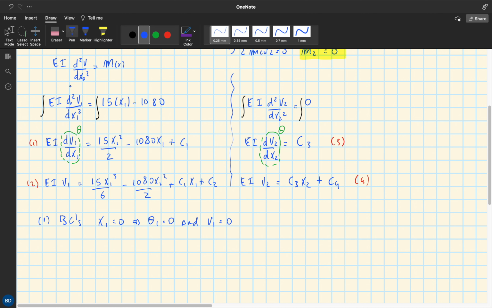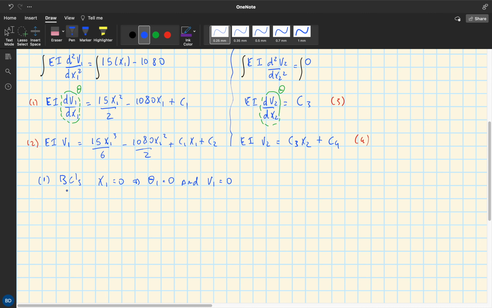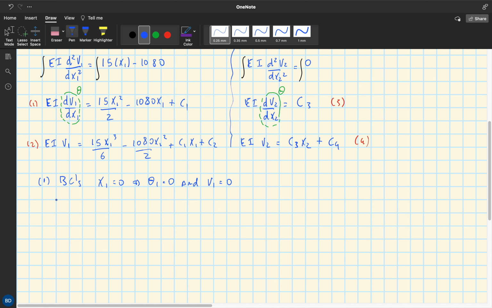Okay, so let's do it together. For the first one, we have EI times the rotation, dv1 over dx1, equal to 15 x1 squared over 2 minus 1080 x1 plus c1. If you make x1 equal to 0, this whole thing goes to 0.